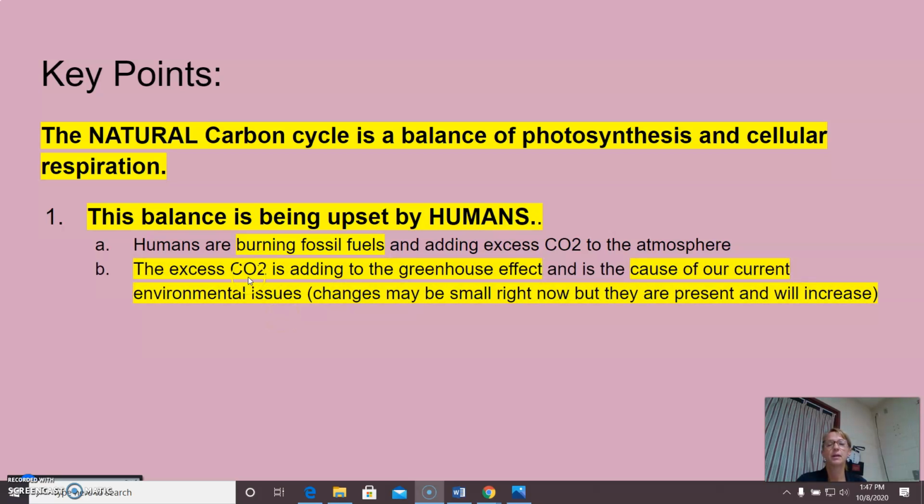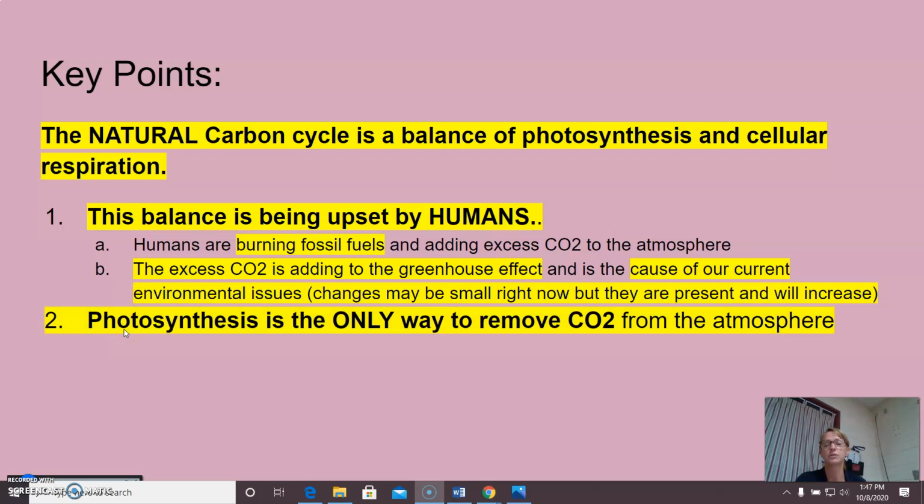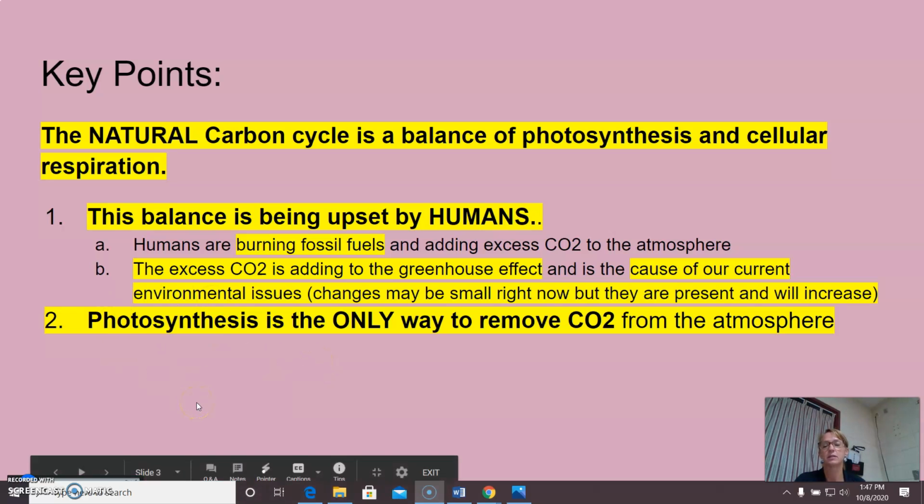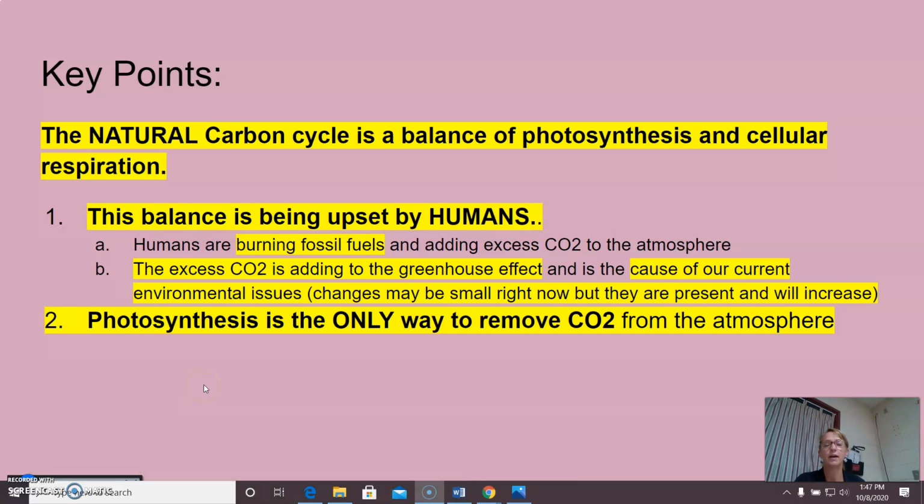So that excess carbon dioxide is actually adding to our greenhouse effect, which I will explain. It is causing environmental changes, and those have been monitored and measured, and the data is well accepted. And even though it might not be a big deal right now, the data does show that these problems will get worse if we don't figure out a solution. Right now, the only way to get carbon dioxide out of the atmosphere is plants doing photosynthesis. So part of our solution is, can we find another way to get carbon dioxide out?